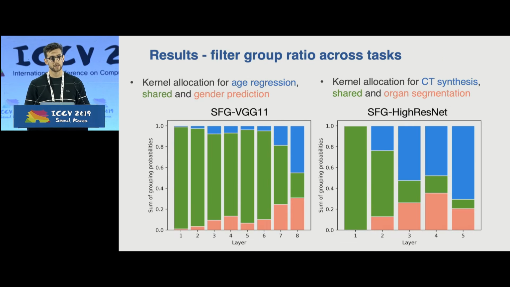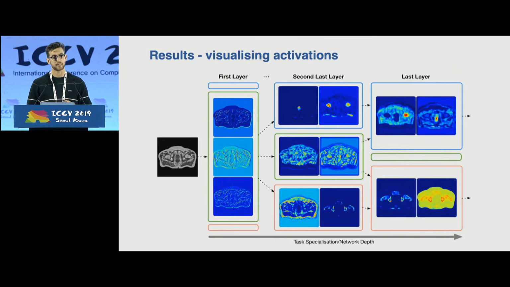And we can also visualize this kernel allocation at every layer across groups for each network. What we can see here is that at the earlier layers, all kernels are shared. Whilst as we get deeper into the network, we see increased task specificity in the kernel allocation. And this can actually be visually confirmed by analysis of the activations.